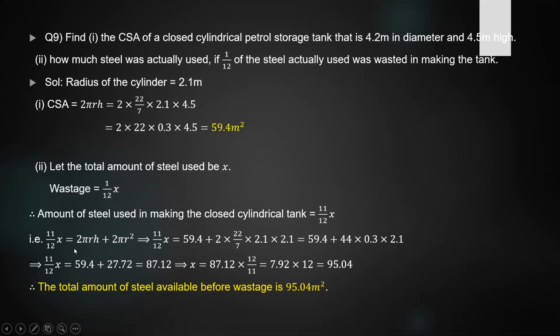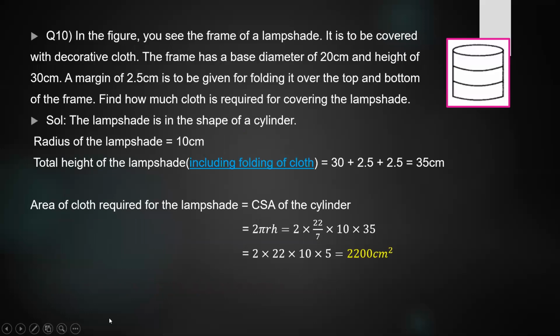So 11/12 X is going to be the TSA of the cylinder, which is 11/12 of X into the CSA has already been worked out. So substitute the value here. And the second part you will need to calculate. That is giving you 11/12 X is equal to 87.12. So X comes out to be 95.04. Therefore, the total amount of steel used before wastage is 95.04 meters square.